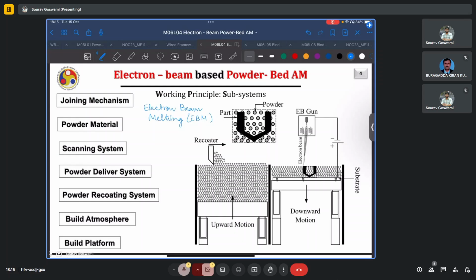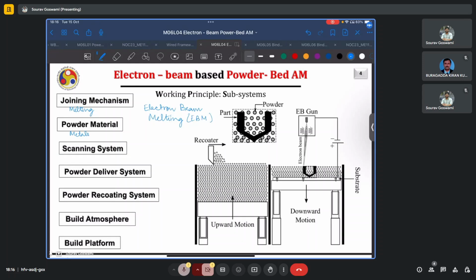The joining mechanism in this case will be melting only. So sintering is seldom used. In fact, I am not aware of any published research where they have resorted to just sintering. Mostly it's melting. Powder material for EBM is metallic, so metals, and that is because for the electron beam to get channeled through and the electrons to get deposited, the powder should be conductive, and typically that is the case with metals. The scanning system uses electrostatic and magnetic coils, as we will see.